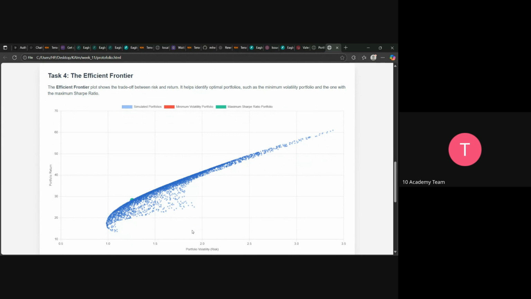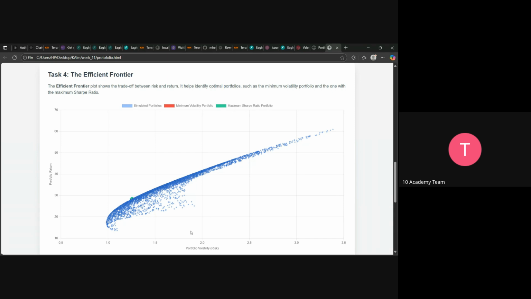Then we can see the efficient frontier, which shows the trade-off between risk and return. In order to see if we're safe or not, it's calculating the risk against the return, right? We can just show the trade-off between the risk and return. It helps identify optimal portfolios, such as the minimum volatility portfolio and the one with the maximum Sharpe ratio.